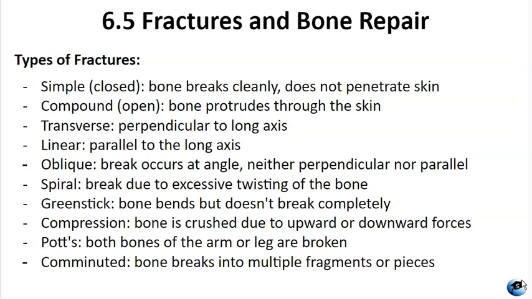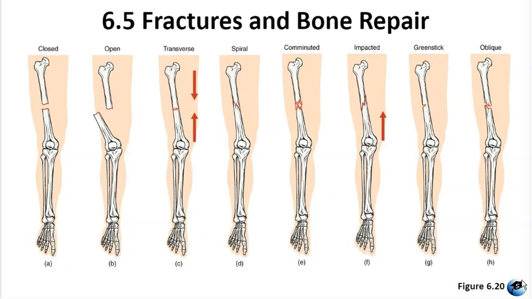Spiral fractures are the result of excessive twisting of the bone, while greenstick fractures involve bending without complete breakage. Compression fractures occur when the bone is crushed due to an upward or downward force applied to it. Pott's fractures affect both bones of the arm or the leg, and comminuted fractures entail the bone breaking into multiple fragments or pieces. Figure 6.20 shows some examples of the different types of bone fractures.